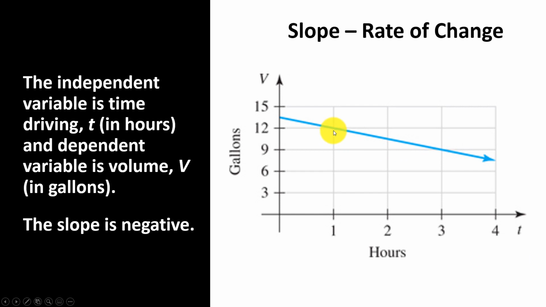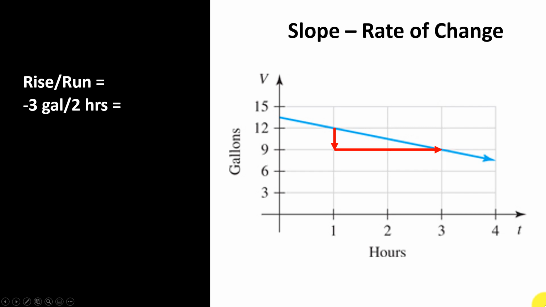Well, for the rise, it decreased by 3. Here's 12, and if we look at the y value here, that is 9. That's a decrease of 3. The run, we're at 1 and we go to 3. So that's a positive 2. So this is our slope: down 3 over 2. Now let's include the units. The rise is a negative 3 gallons. The run is a positive 2 hours. And if we take negative 3 and we divide it by 2, we get negative 1.5 gallons per hour.